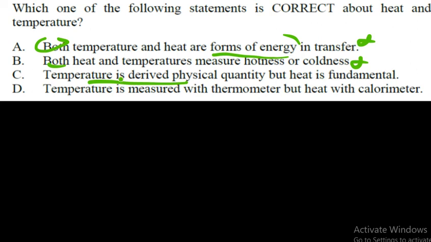Temperature is a basic or fundamental physical quantity. The unit of temperature is Kelvin. But heat is fundamental, it says, no, wrong. D, temperature is measured with a thermometer. Yeah, the instrument to measure temperature is a thermometer. But heat will be measured with a calorimeter. Correct. So the answer will be D.